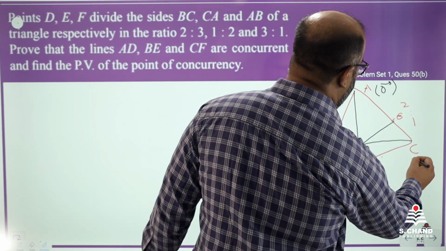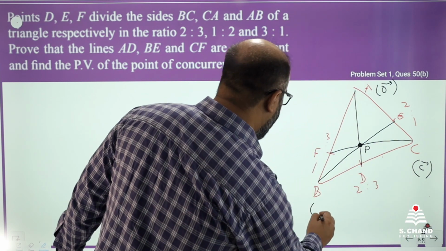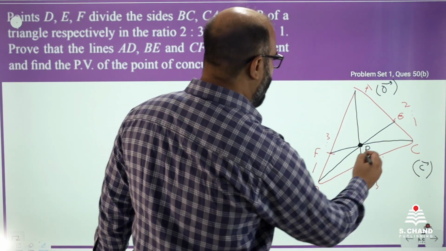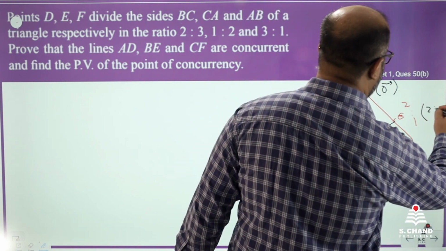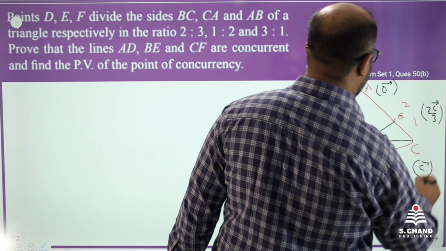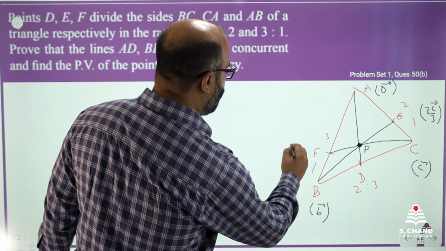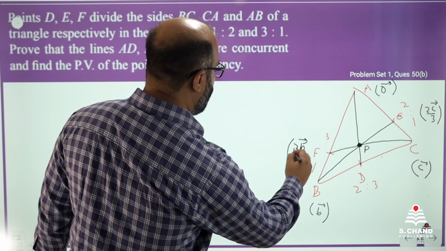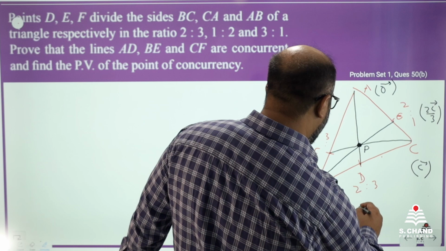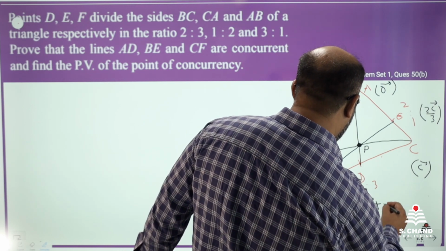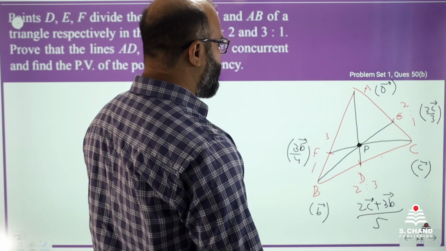and C will be the position vector C and B will be the position vector B. So what will be E? E will be 2C by 3, by the bisection formula. And what will be F? This will be 3B by 4. And what will be D? D will be 2C plus 3B by 5, like this.